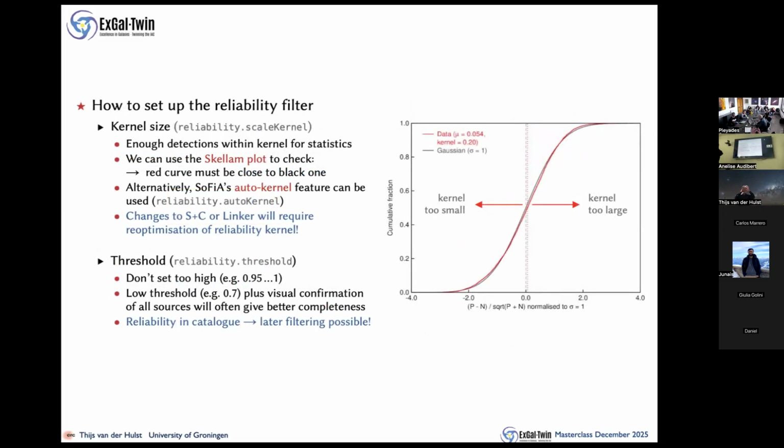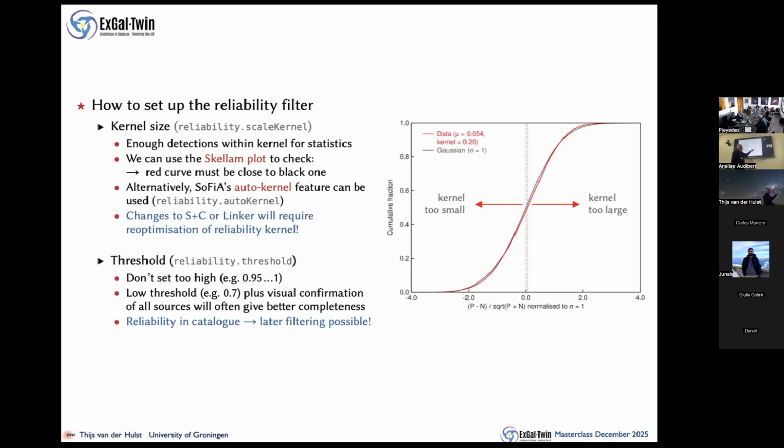I mentioned this kernel. If you make that kernel too big, things won't work well. If you make it too small, this reliability estimate will not work well either. And the way to check whether you have the right kernel is this plot which is produced. It's called the Scanlon plot, and it's a cumulative function of the distribution of detections, positive detections, negative detections.